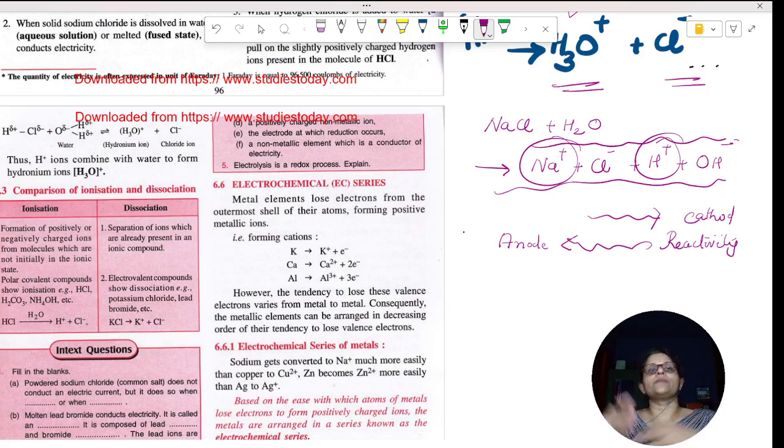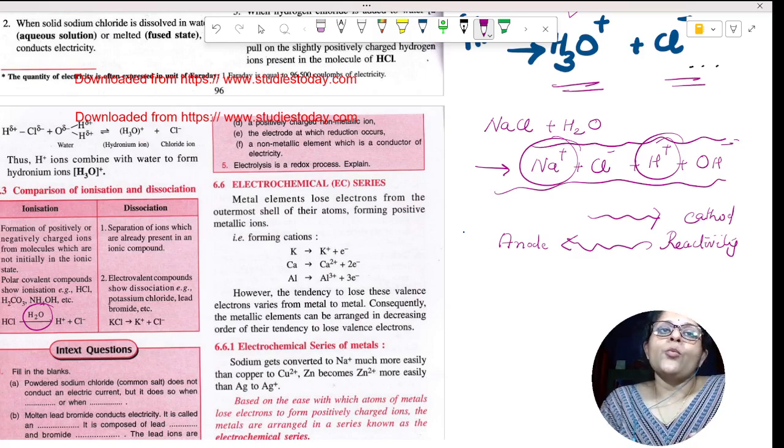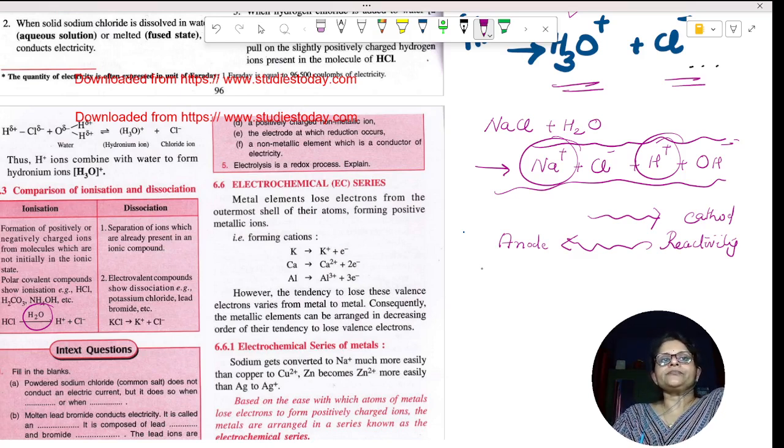They will split into ions in the presence of what? Water. Water has a polar nature, and these covalent bonds also have a polar nature. So the oxygen in the water pulls out the hydrogen from our polar covalent bond. In ionic compounds, there is already dissociation. Potassium chloride is given there.